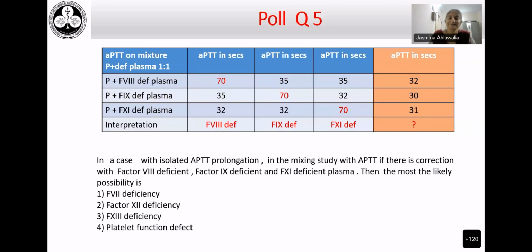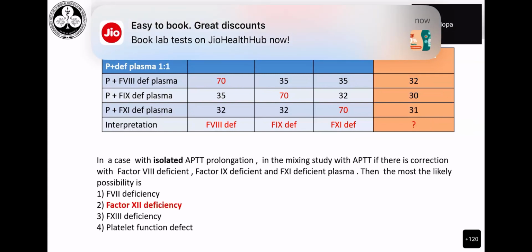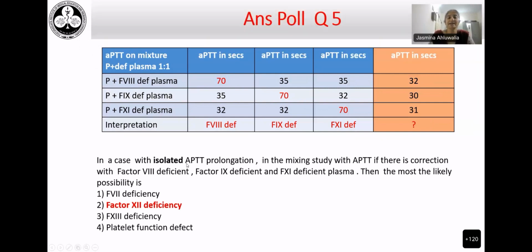Yes, Lopa? 30 have answered option 2, factor 12 deficiency. Indeed, that's the right answer, because remember, we have not used factor 12 deficient plasma to do this test. And I haven't told you whether the patient was bleeding or not. This is just a sample we received in the lab, which has an isolated APTT prolongation. In factor 7 deficiency, I don't expect APTT to be prolonged at all. In factor 13 deficiency and platelet function defects also, I won't expect the APTT to be prolonged at all. So the only option here is a factor 12 deficiency.